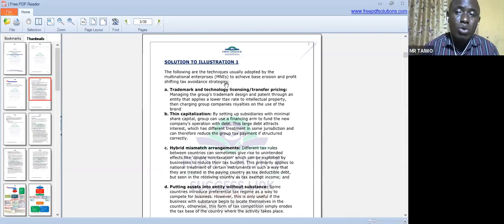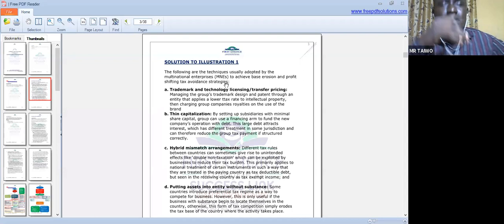And I know you have an idea of what we mean by tax avoidance as against tax evasion. Tax avoidance is when you are technically looking at the loopholes in the tax laws of the country, and you are using those loopholes to your advantage. You want to pay the minimum amount of tax possible, by exploring the loopholes.